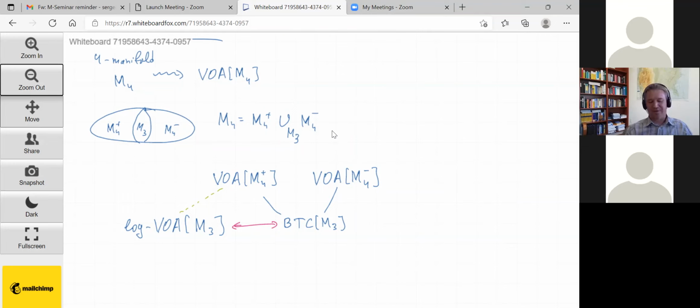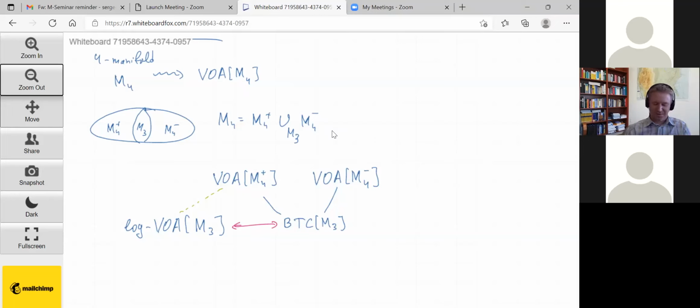Yeah, so here M3 is a common boundary of those pieces. So it doesn't see singularity of a 4-manifold at all. The dotted line, if Bore is right, probably will see it. But again, I don't know how to uplift the red line to the dotted line. The red line is not YM4 plus, it's related to the glued vertex operator algebra. Why does the dotted line connect log VOA M3 only to one of them?